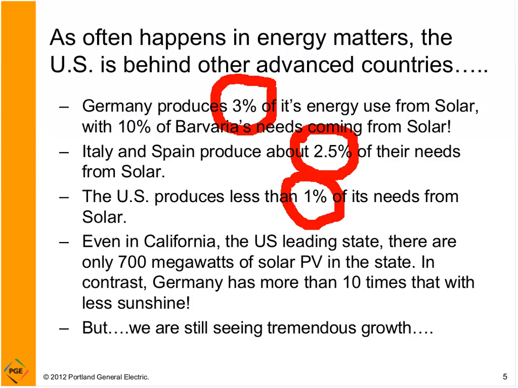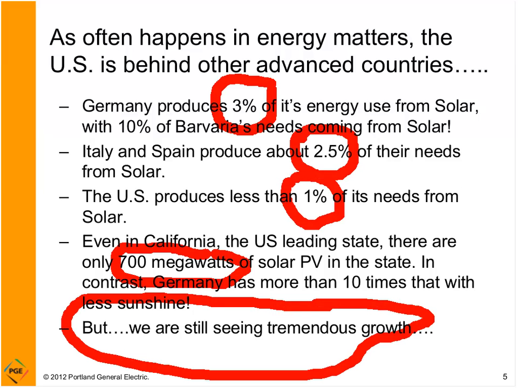You may have heard that California is a big user of solar energy. They are. However, in California, they still use a lot less than Germany on a percentage basis. And interestingly enough, California has a much better resource than Germany does in terms of how much solar energy is available. But the good news is, in the United States, we're still seeing a lot of growth in solar energy.